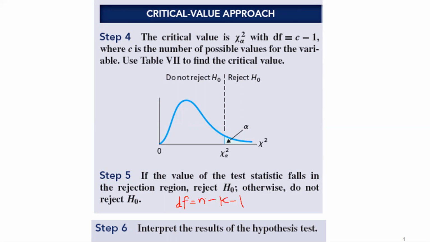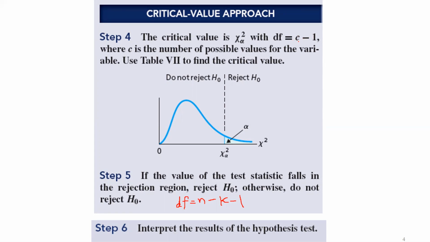What is n? N is the total number of cells used in the computation of chi-square. K is the number of parameters estimated from the sample minus 1. This is the formula of computing the degrees of freedom. If all the parameters are given and none of the parameters are going to be estimated through the sample, then the value of K will be 0 and the general degree of freedom will be n minus 1, as it is given here. It is given here as C minus 1.